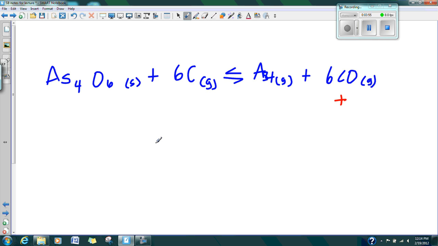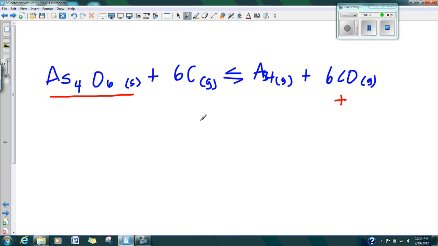Part B says the addition or removal of carbon or the tetra-arsenic hexaoxide. So we're talking about the reactants. If I add or remove this material right here, it's not going to matter. It is a solid. You need to recall that that's not in our equilibrium expression, so there's not going to be any effect to this.